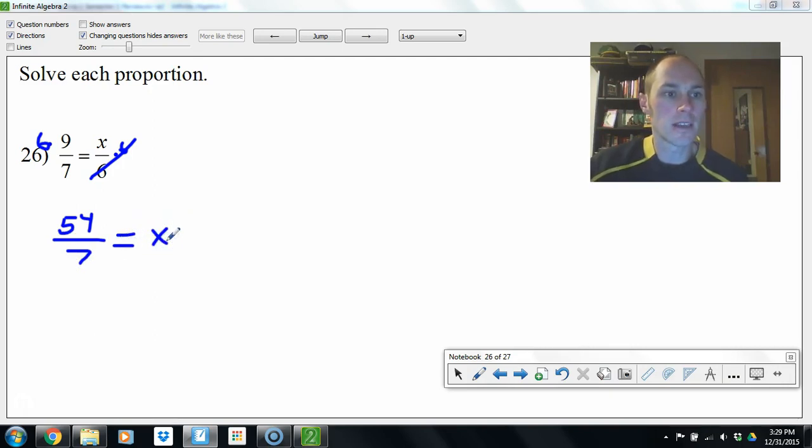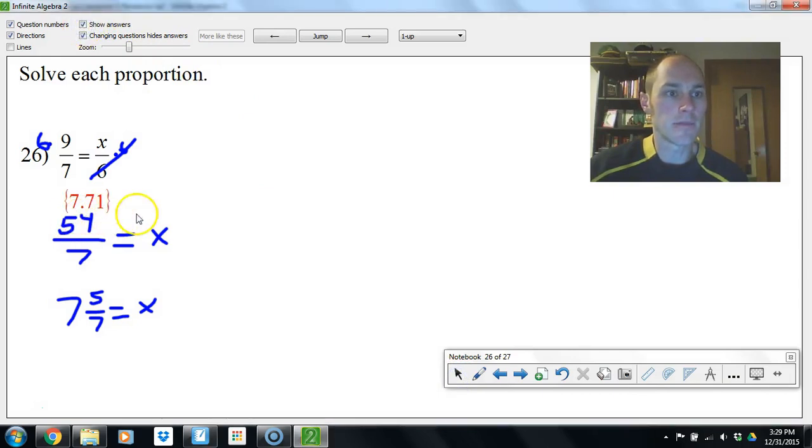What I could do there is divide, since I'm dividing by 7, 54 divided by 7. Do I know what that is? Well, not off the top of my head. It doesn't come out cleanly. I know 7 goes into 49 7 times. 7 times 7 is 49 with 5 left over. So 7 and 5 sevenths, or 54 sevenths, or if you need to change it to a decimal, about 7.71. Okay.